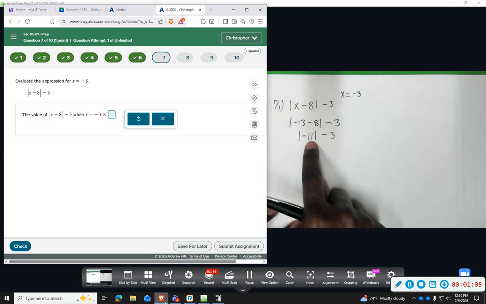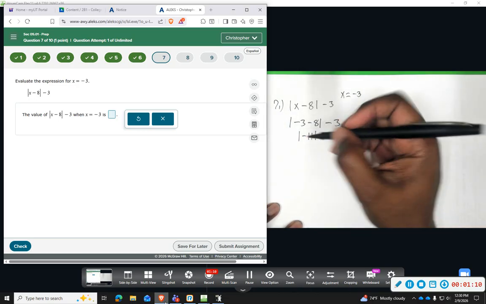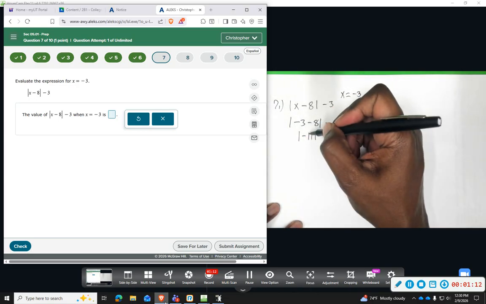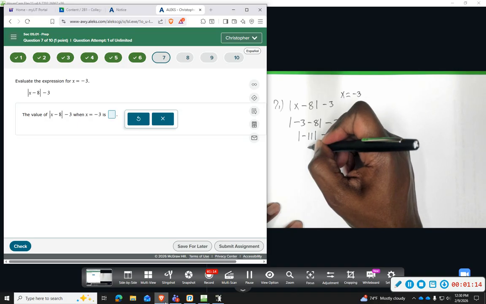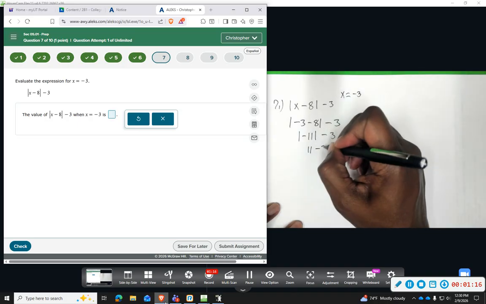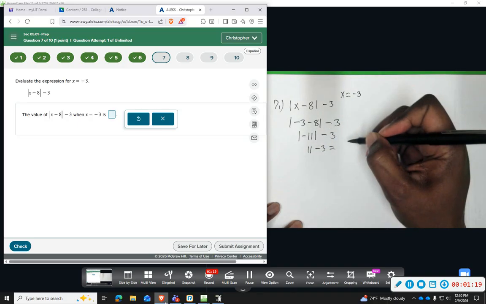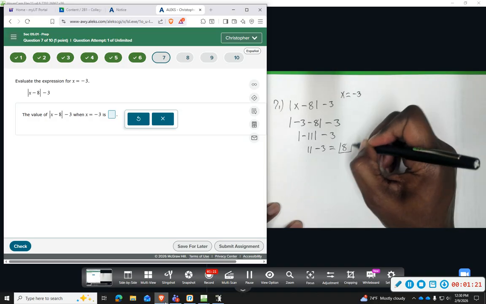So absolute value is going to change whatever's inside to positive. Once you do that, and you only do that after you finish simplifying inside, you change it. So this is going to be 11 minus 3, and then 11 minus 3 gives you 8, positive 8.